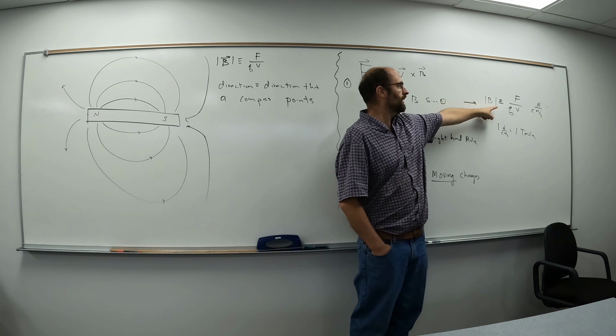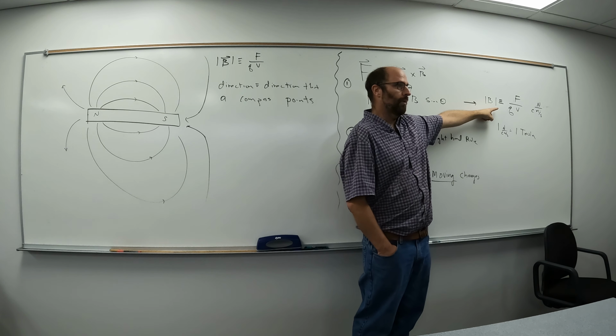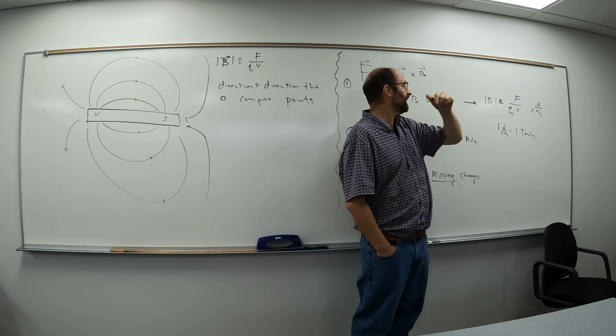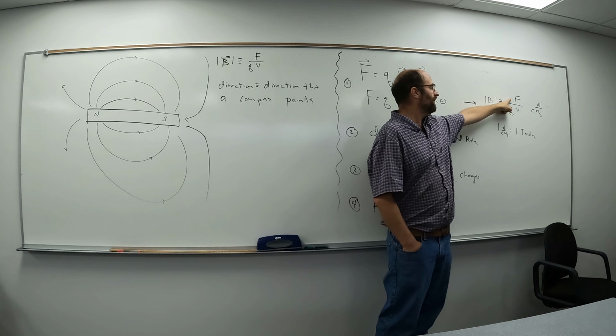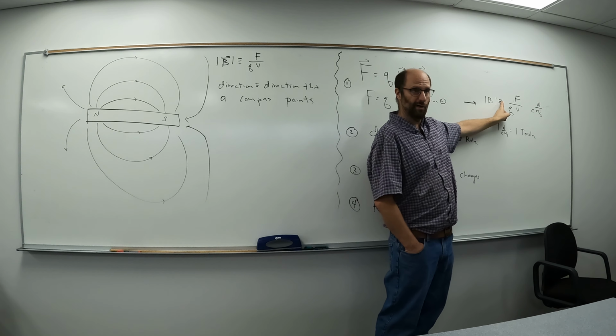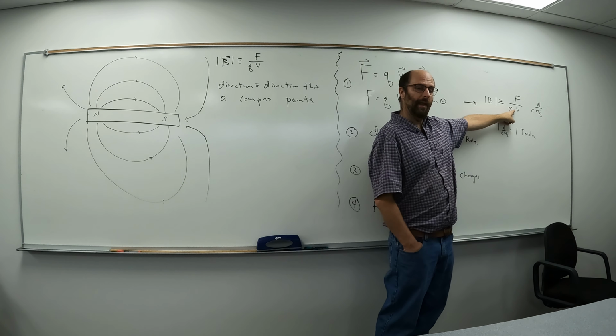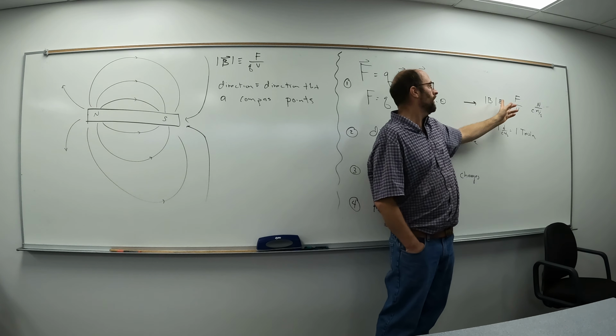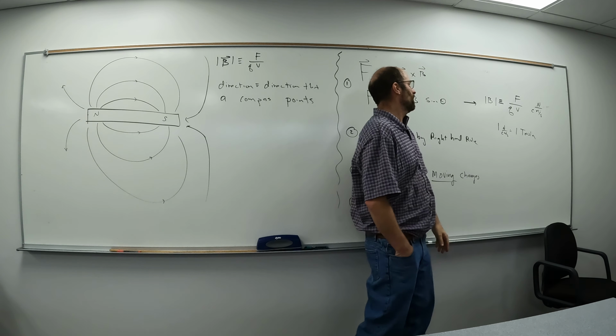This is what a tesla is. Basically, if you ran a charge through a magnetic field and somehow measured the force on it, divided by the charge of the particle and the velocity of the particle, you would know the magnetic field strength in that region.